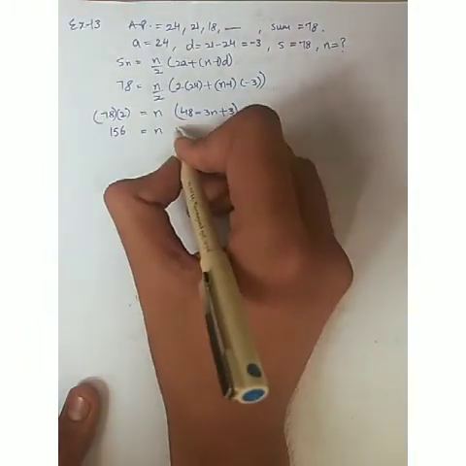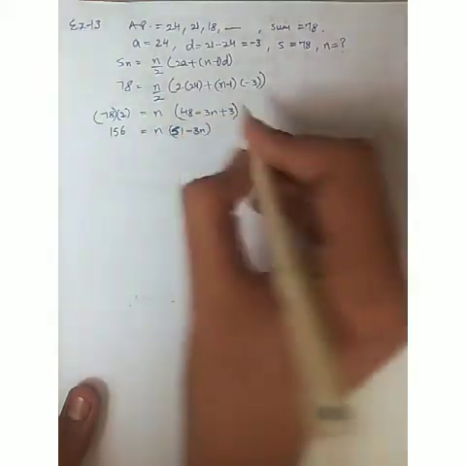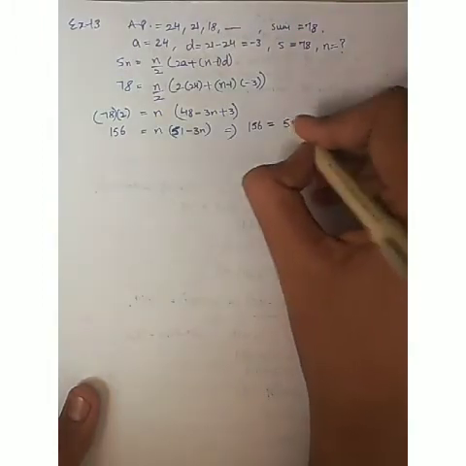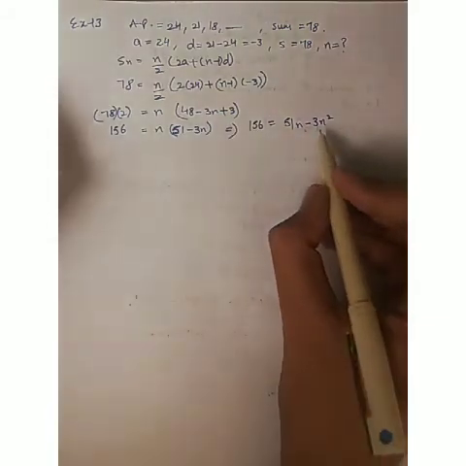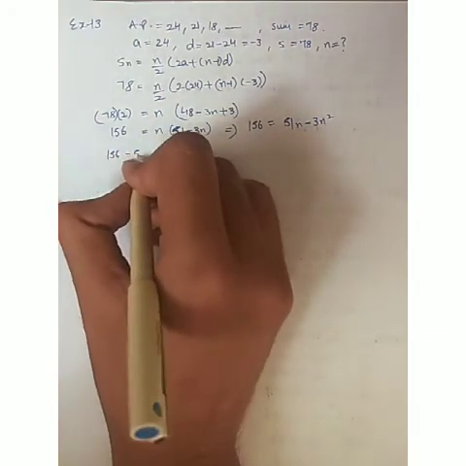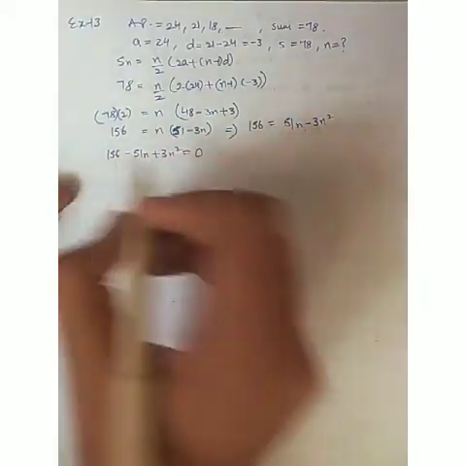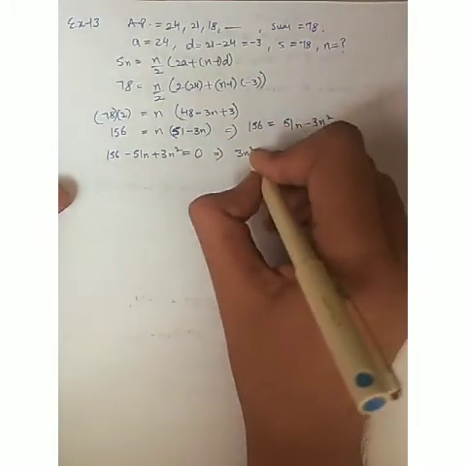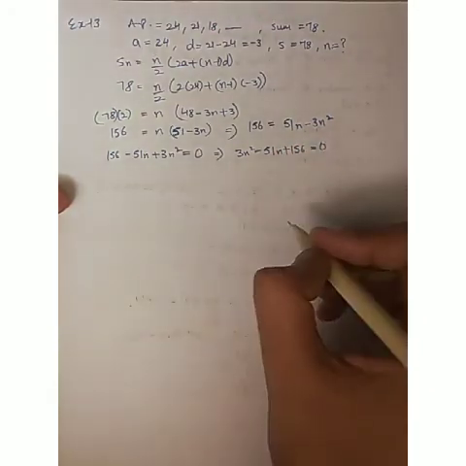Now 48 plus 3, that is 51. 51 minus 3n is in the bracket. Now multiply n, we will get 156 is equal to 51n minus 3n square. So it's already looking like a quadratic equation. Now rearrange all the terms. So you will get 156 minus 51n plus 3n square. Now of course in a quadratic equation the square term is always in the first position. This implies 3n square minus 51n plus 156, which is equal to 0.